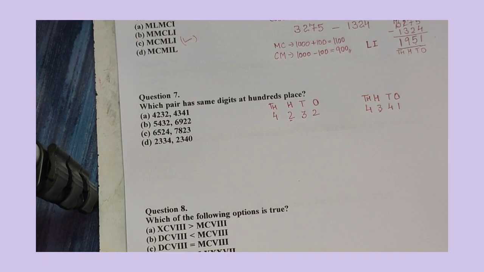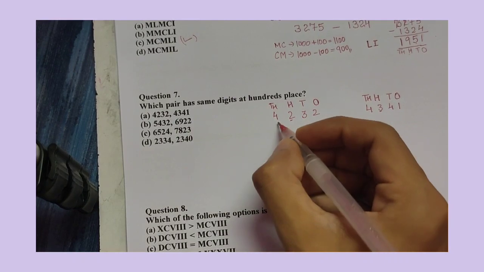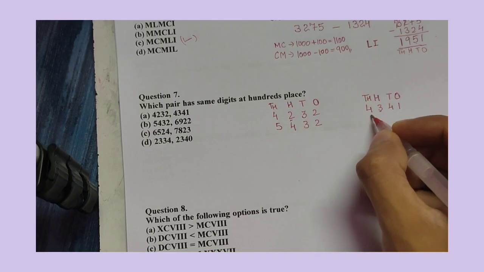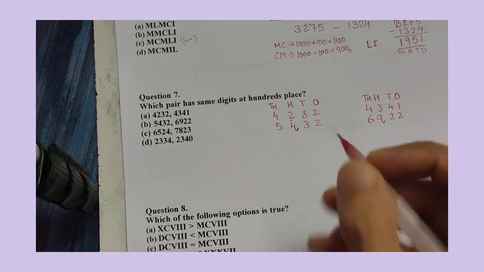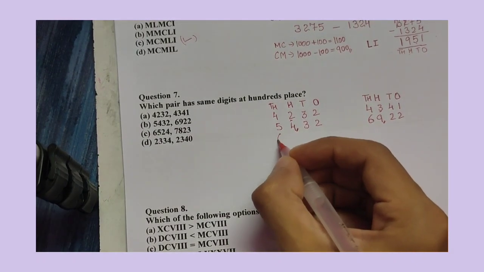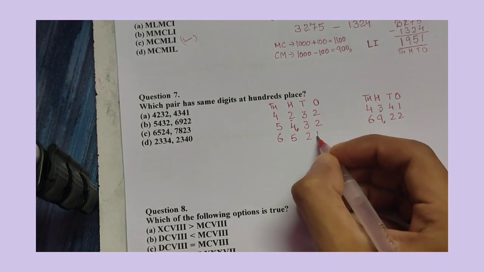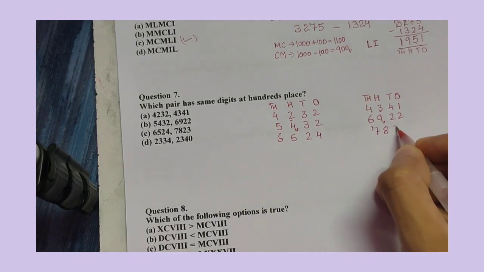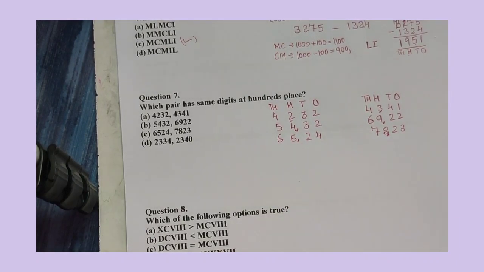What has the question asked? The question has asked that they should have the same digit. So the first option is rejected. Second one, 5, 4, 3, 2. 6, 9, 2. Again, here it's 9, here it's 4. Again, the second option is rejected. Move to the third one. 6, 5, 2, 4. Then 7, 8, 2, 3. Again, here at the 100 place 5, here it's 8. Again rejected. We want the same digit at the 100 place.